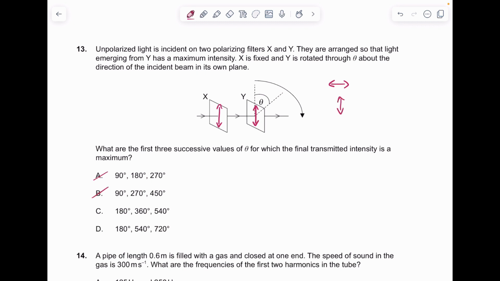So it is not A or B. But then if we look, we only need to go 360 degrees to get the next maximum. If that's our 90 degree turn and that's our 180 degree turn, our 270 would then be back to a horizontal, and then our 360 would be back to a vertical. So it is 180 to 360 to 540 and so on.